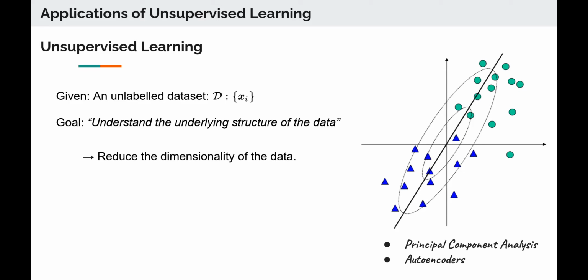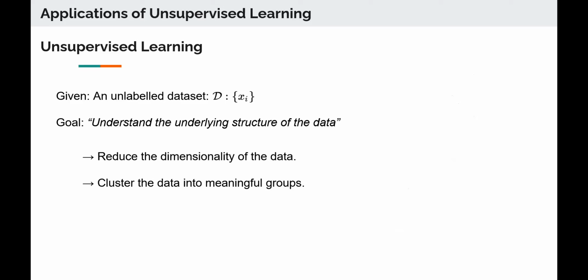Some methods which try to do this are principal component analysis, which is a linear way of dimensionality reduction. A CNN-based approach to do this is what are known as autoencoders, which we will talk about a bit later. But autoencoders are essentially nonlinear ways of doing dimensionality reduction. Okay, so that's one way of doing unsupervised learning.